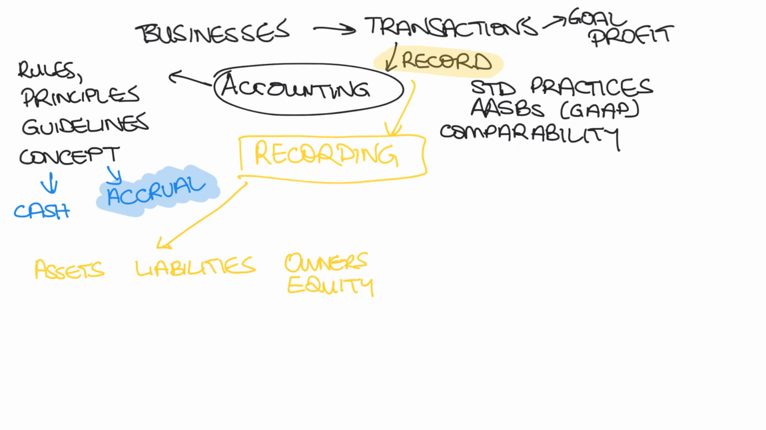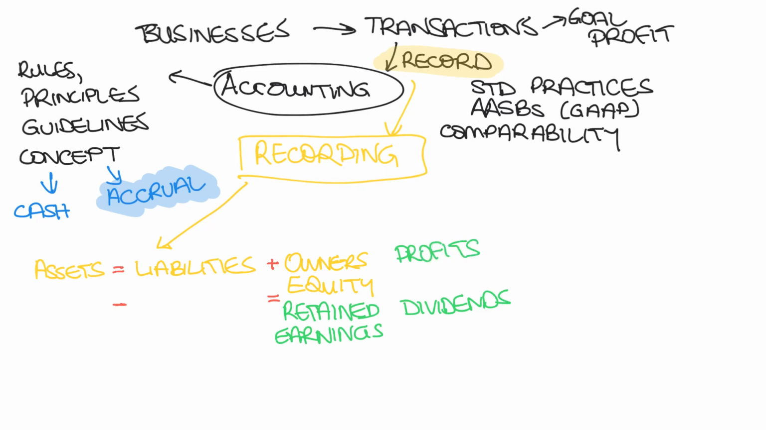Now, our accounting formula says assets equals liabilities plus owner's equity. Assets minus liabilities equals owner's equity. Now, what goes into owner's equity? Well, owner's equity has a few things that go into it. We know that it is retained earnings. We know that there's dividends, and we know that there are profits that go in there. So all of those three things make up retained earnings.